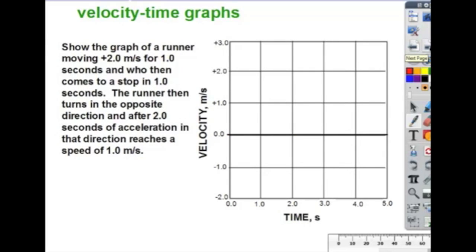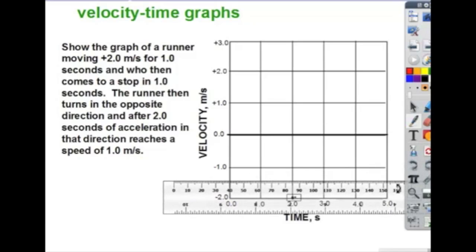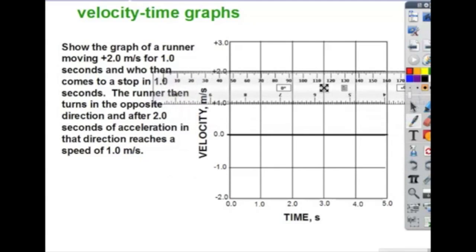I'll just have you read it for a bit, and then we'll put in a line, but we'll do this one in fast motion. Show the graph of a runner moving positive 2 meters per second for 1 second, who then comes to a stop in 1 second. The runner then turns in the opposite direction after 2 seconds of acceleration. The direction reaches a speed of 1 meter per second. All right, so let's do this.